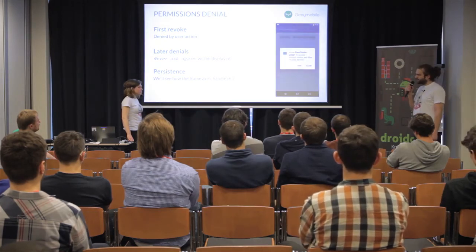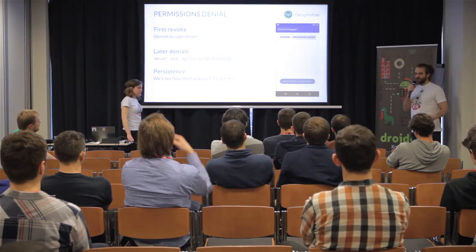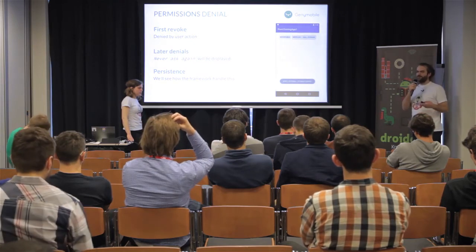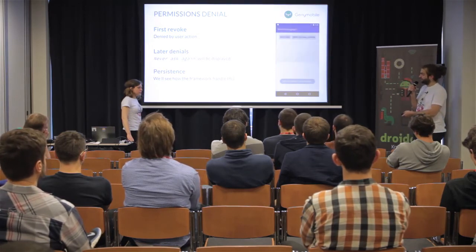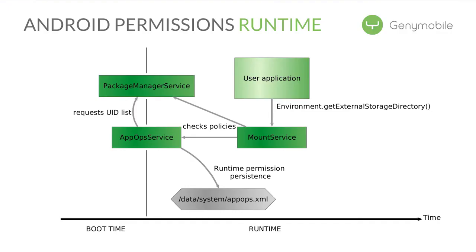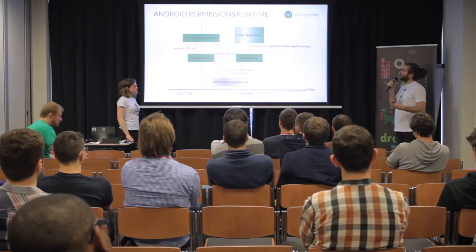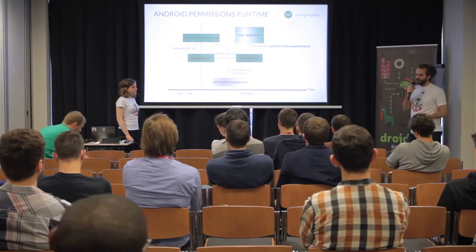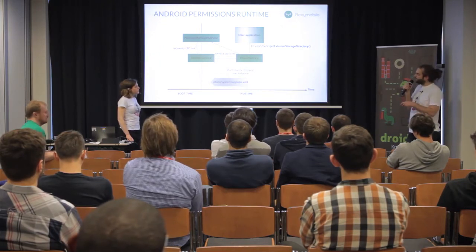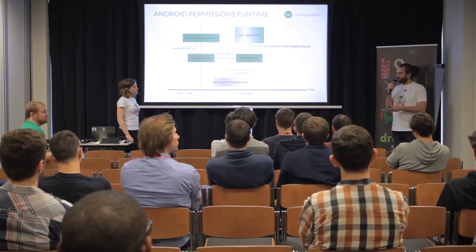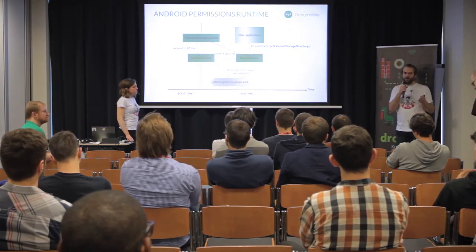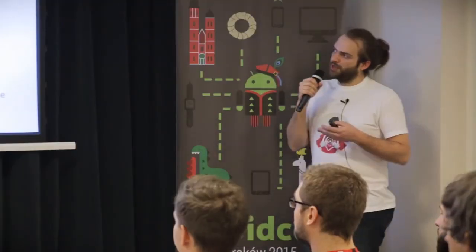So that means the system knows when the user gets prompted for the permission and has persistence about this, because checking the box will change the future behavior. So how does this work? Well, when my sample application requests the external storage directory, some feature or method that requires this permission, we end up in the mount service, which checks policies. In this very specific location in the code, policies is just an abstract way of checking permissions, a little bit more than that.